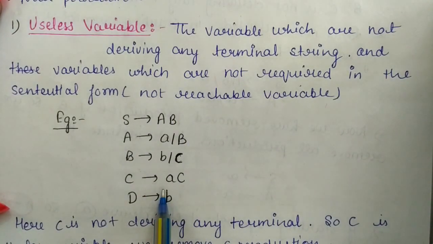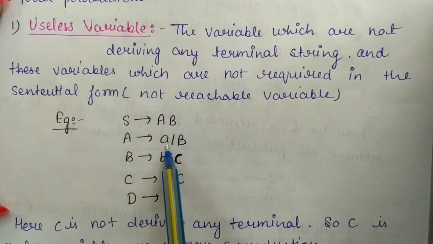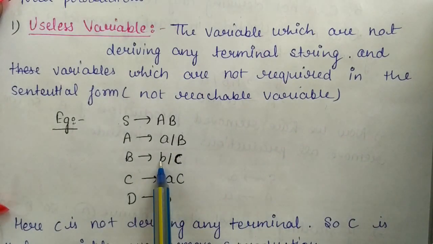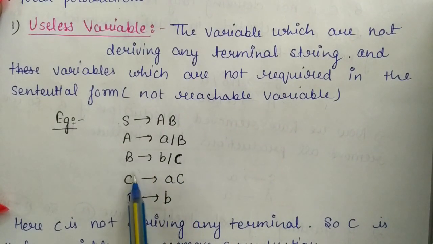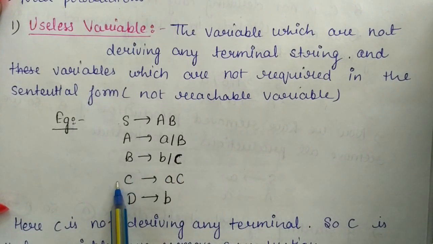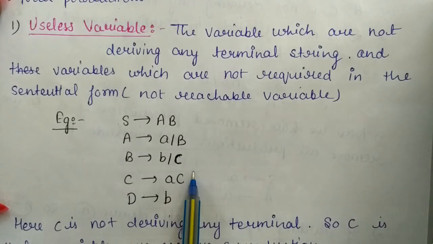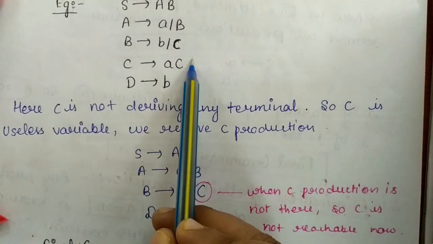In this grammar, what is the useless variable? Now if you see, A is deriving a terminal a, so it is not useless. B is also deriving a terminal b, so it is also not useless. Now this production is not deriving any terminal, it is calling itself. So how can we replace C? Since C is not deriving any terminal, it is a useless variable. So we will remove this production from our grammar.